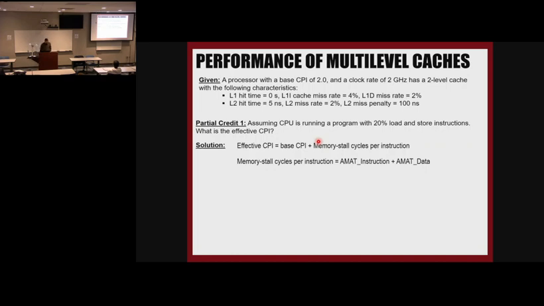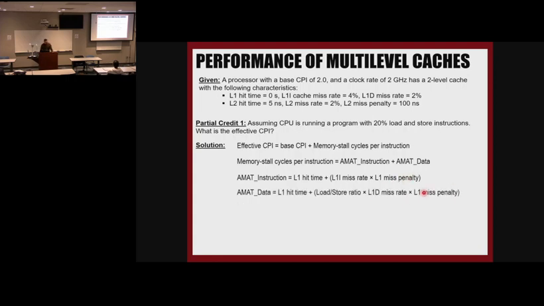Okay? So now, AMAT instruction, this is the AMAT relation, we already know it, is equal to L1 hit time of the instruction cache, plus L1I miss rate, this is the instruction cache again, multiplied by L1 miss penalty.